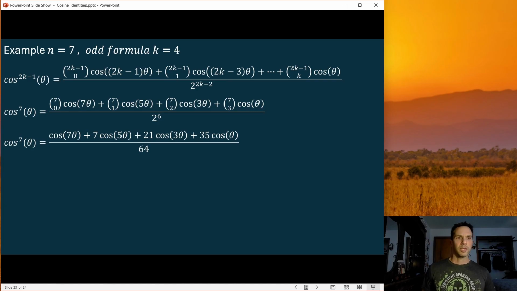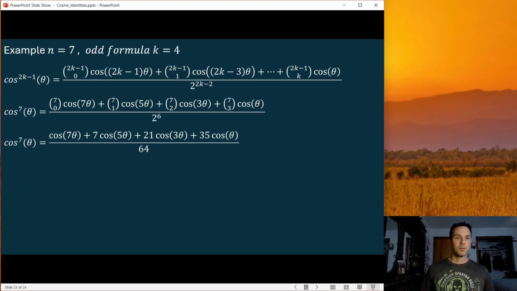So, yes, we have 7 choose 0, 7 choose 1, 7 choose 2, 7 choose 3. All simple, pretty easy. You're starting with, again, the power, so cosine 7 theta, because 7 was our power. You're subtracting 2 to make a 5, to make a 3, to make a 1. And every single time these forms are going to happen. Then you're going to be dividing by 2 to the 6th power, so 2 to a power that is less than the cosine's power. That's always going to be what's in your denominator for odds.